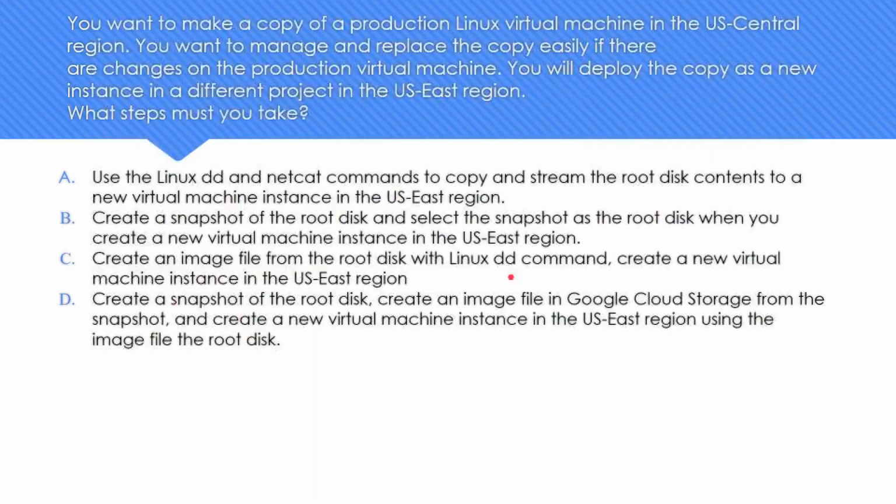Next question. You want to make a copy of a production Linux VM in US Central region. You want to manage and replace a copy easily if there are changes on the virtual machine. So the whole reason why you are having a copy, if some issue is there, you want to replace it. So you deploy a copy as a new instance in a different project in US East region. So currently it is in US Central, you will deploy the new image, the copy, in US East region. What are the steps you should take basically?